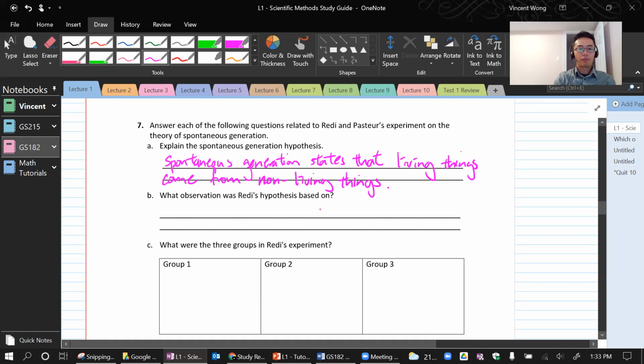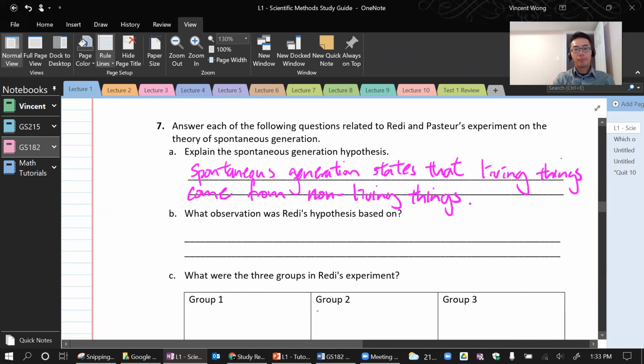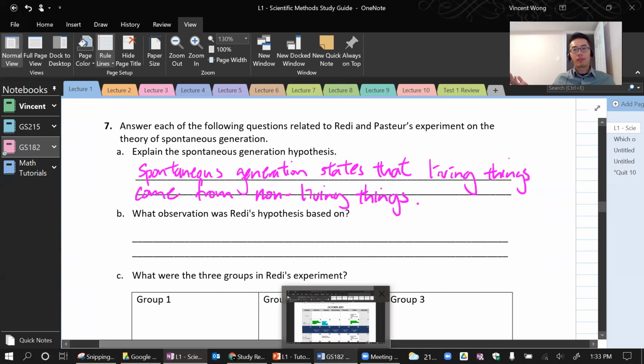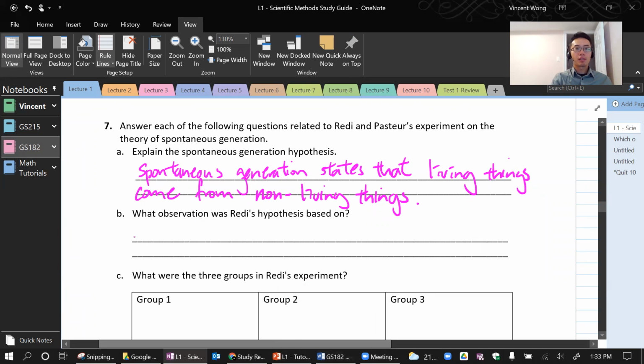Okay, living things come from non-living things. In the past, people were not sure where living things come from, and they said, maybe living things will arise from non-living things. Specifically, there was an observation that you and I are probably familiar with. If you leave a piece of meat outside and come back after a couple of days, there might be maggots and flies crawling all over the meat. That's the observation that Redi and many people made.